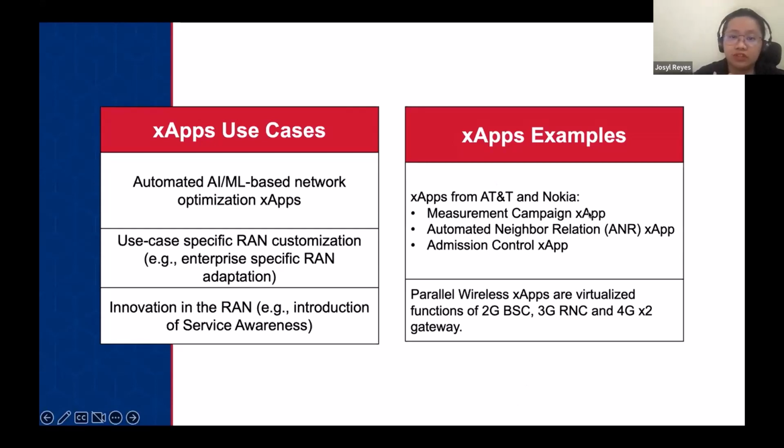So there are, of course, companies that deploy their own xApps, like AT&T and Nokia. They have the measurement campaign xApp, automated neighbor relation xApp, and admission control xApp. If you search xApps and then the company, it will bring up some information on them. Parallel Wireless also offers xApps, which are virtualized functions of the different nodes. So it's not necessarily just 5G, but you can also have a 2G base station controller, but virtualized, or a 3G radio network controller, and 4G X2 gateways. The X2 gateways are to connect to other nodes.